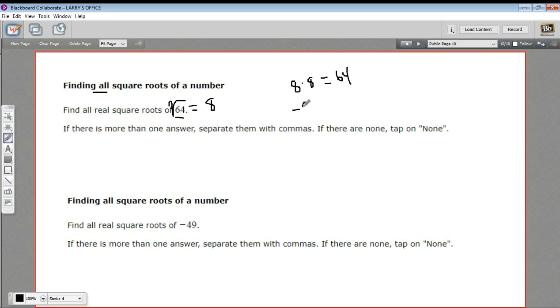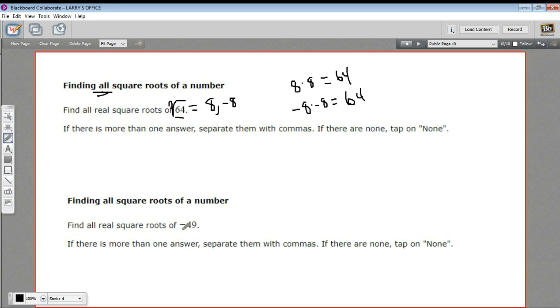We could take negative 8 times negative 8. A negative times a negative is a positive. This is also 64. So all the square roots of 64 are 8 and negative 8. So that's the trick to this problem. Actually, there's one other little trick. Let's look at the second one.